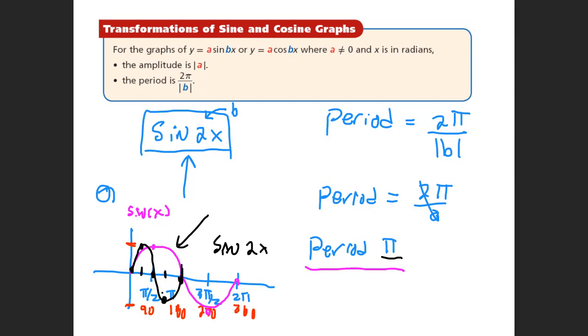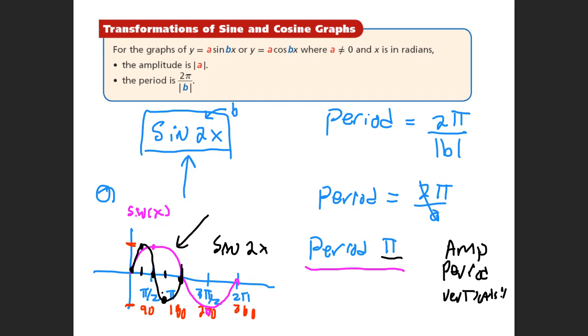And so there are 3 things you want to do when you graph one of these. You want to know what the amplitude is, you want to know what the period is, and you want to know what the vertical shift is. So we're going to talk about the vertical shift next.